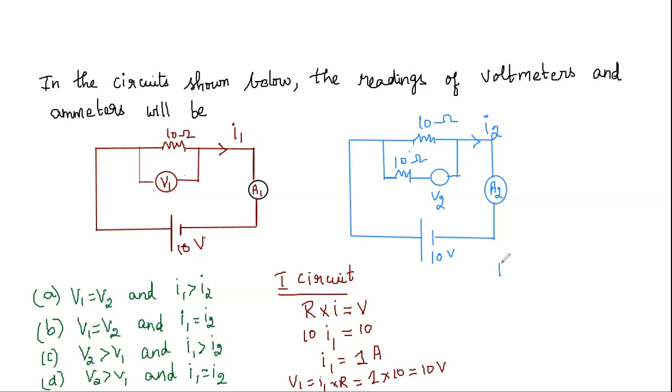For the second circuit, here you have added a 10 volt to this voltmeter V2, but will the current flow through this network? Can anyone tell students? Will the current flow through this network? Through this branch, will the current flow or not?